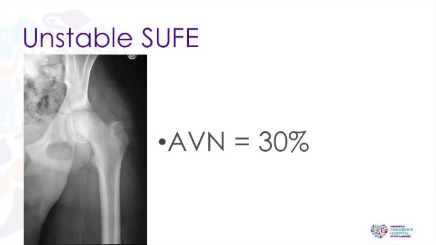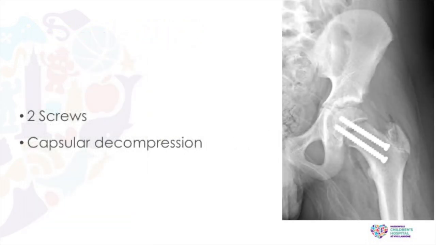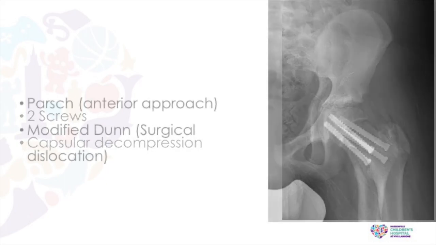The rate of avascular necrosis is at least 10 times higher than with a stable slip. Most modern series report a rate around 30%. Treatment is slightly more controversial, but capsular decompression should always be performed. Even if in situ fixation is being performed, it should be done with 2 screws. One screw will not maintain stability.